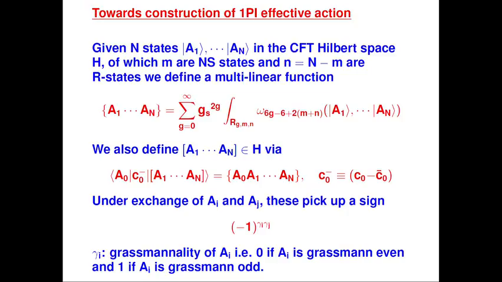Now, given this, we can also define a state in H. How to define a state in H? As I already emphasized, you can define a state in H provided you specify its inner product with every possible state. So, we specify this quantity, this state in H, by simply saying that its inner product with a state of this kind, where A naught is again a state in H, is this.